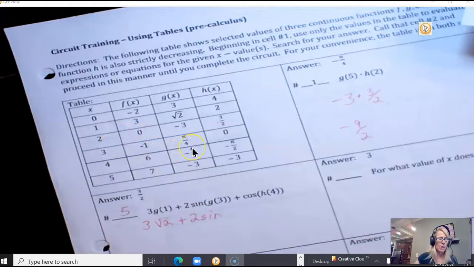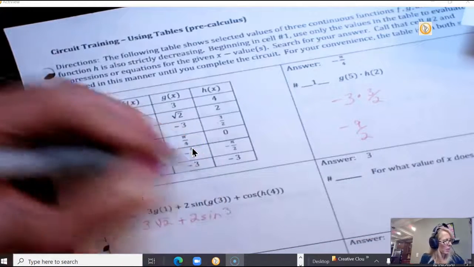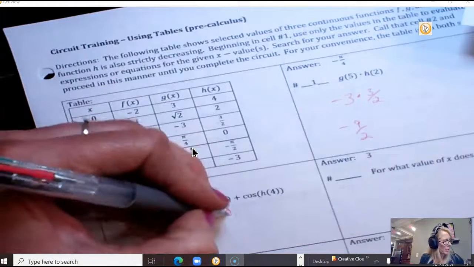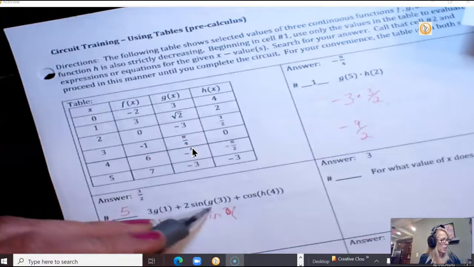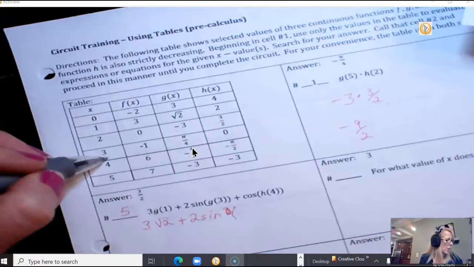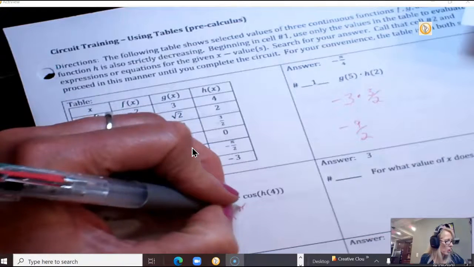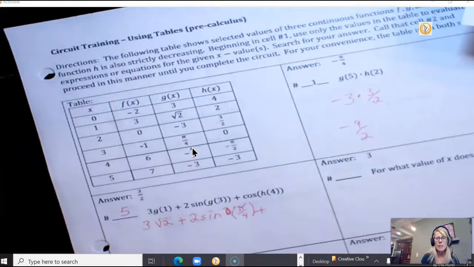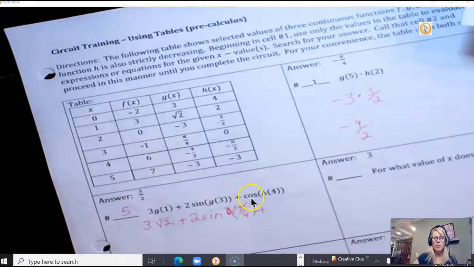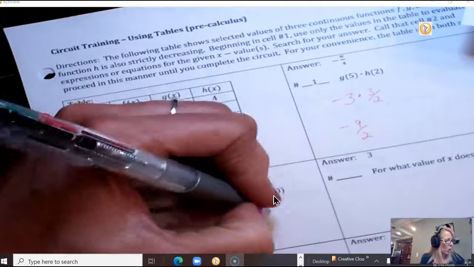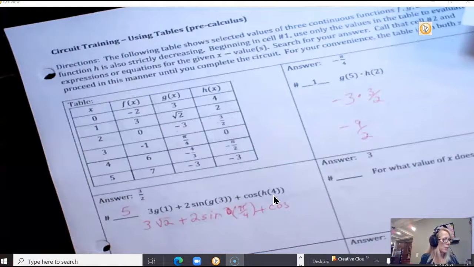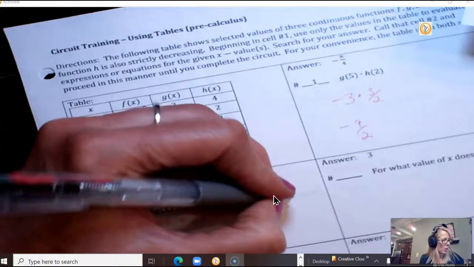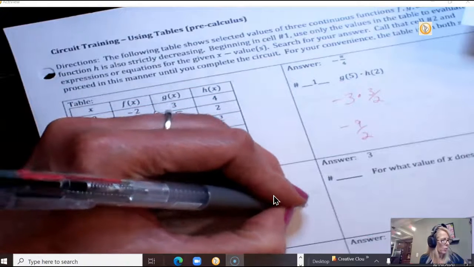So g of 3 is pi over 4. Oh, I don't have an eraser on this one. Goodness. Okay, so g of 3 is pi over 4. I hope that makes sense. I forgot to bring my erasable pens home. Ooh, missed those things. Then we have cosine of h of 4. So that's cosine, and I'll just find h of 4. 4 in h is negative pi over 2.